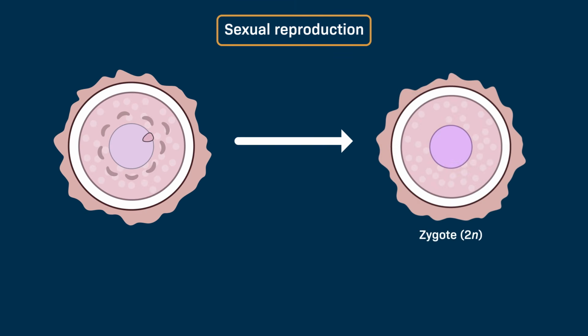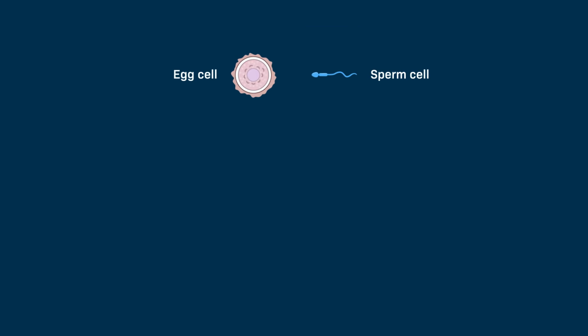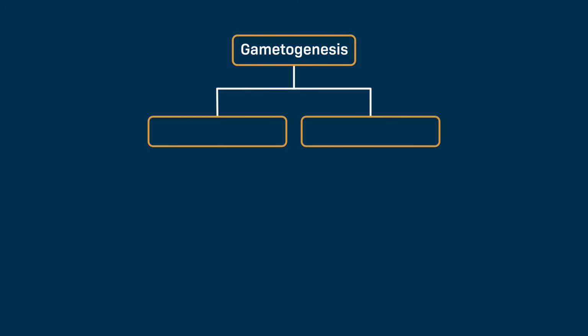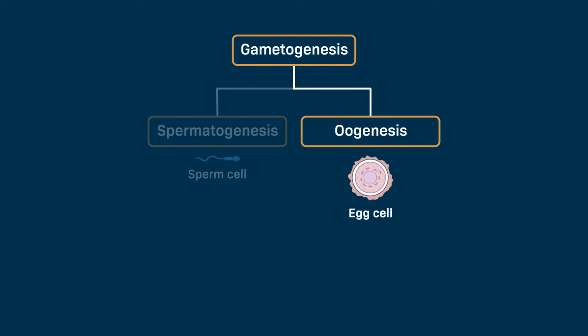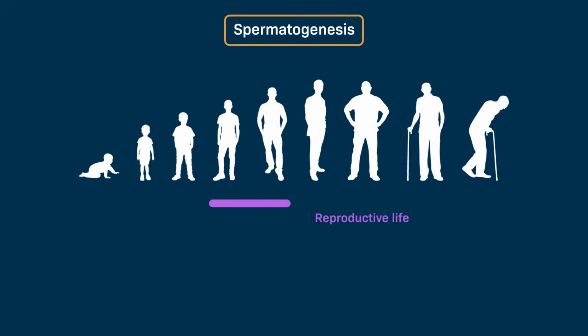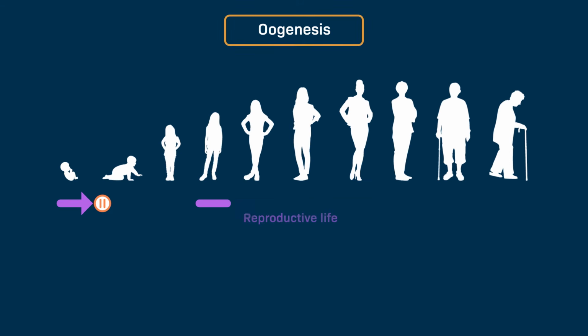form a diploid zygote. Gametes are formed through the process of gametogenesis. There are 2 types of gametogenesis: spermatogenesis, which is the production of sperm cells, and oogenesis, which is the production of egg cells. Spermatogenesis occurs throughout an adult male's reproductive life, whereas oogenesis starts in the fetus but is arrested or paused until a female reaches sexual maturity. In this video, we will focus on oogenesis.